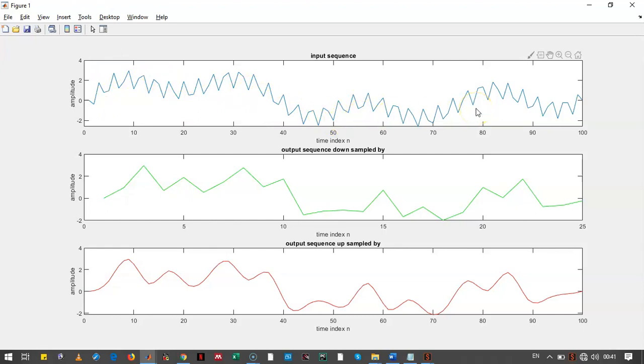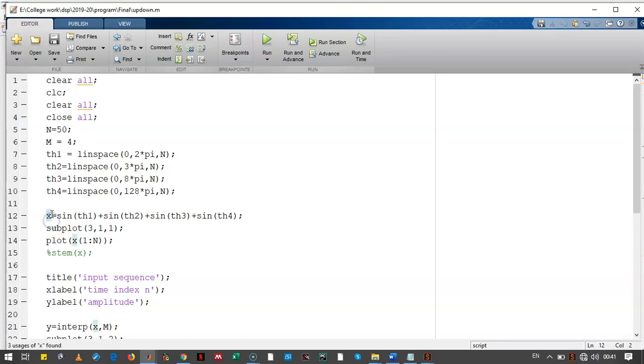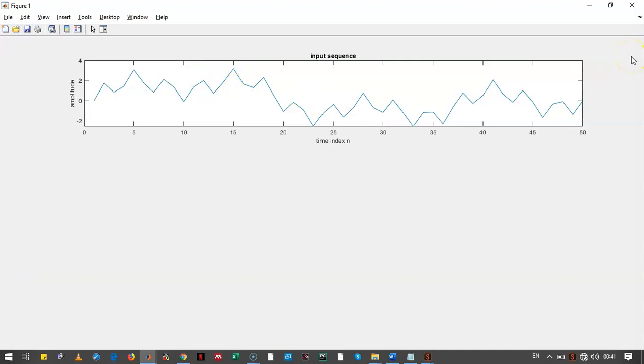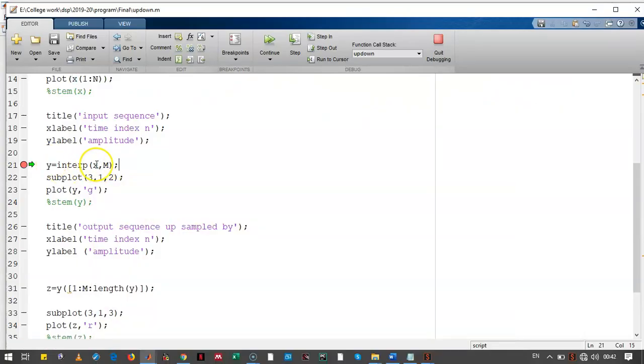Let's see the another case where we first upsample the signal and then we downsample it. This is the X, an input signal which is the combination of four sine waves. We have plotted it. Let's see the output. This is the input signal. Then we have interpolated the signal X. That means we had added M number of samples in between two samples of X and that we have stored in the Y. Let's see how the output looks like.